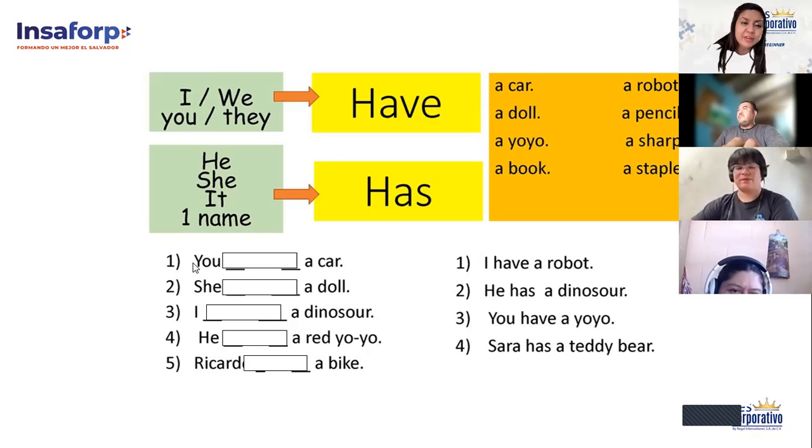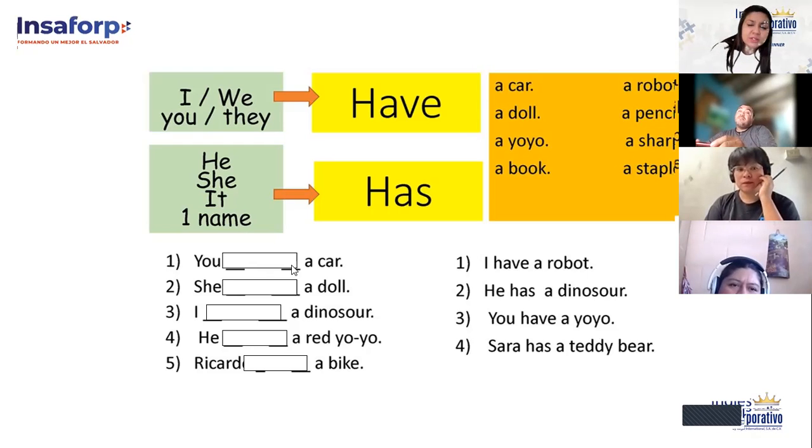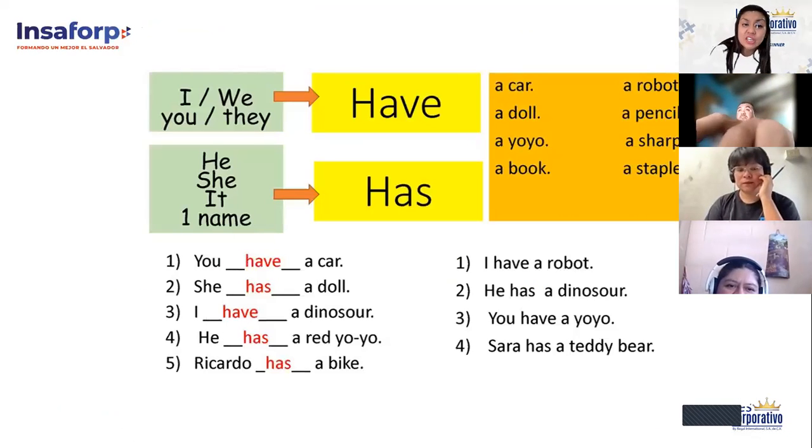¿Cuál sería entonces la forma correcta aquí, Mr. Martínez? You have or you has a car? You have. Exactly. You have. Oops. Miren, es que esto me quedó mal. Ajá, you have a car. She has a doll. I have a dinosaur. He has a red JoJo. Ricardo has a bike. ¿Por qué Ricardo has? Porque Ricardo is the same as he. ¿Verdad? Él.